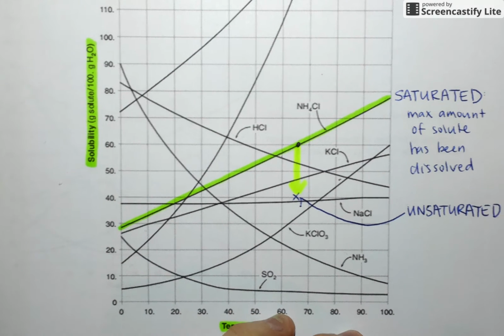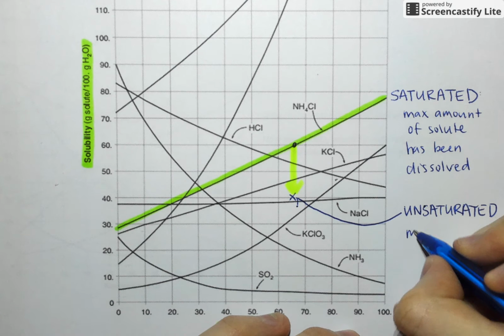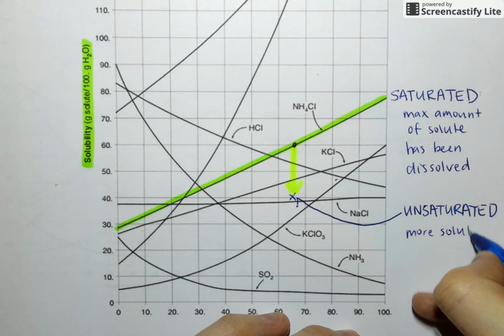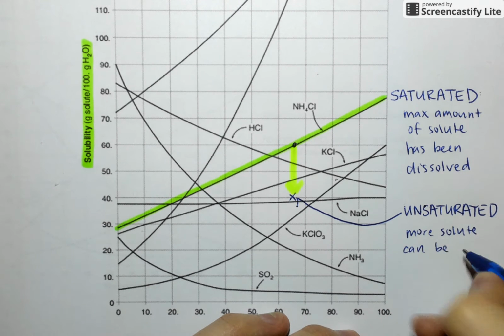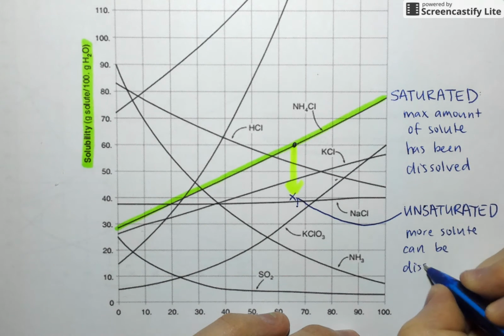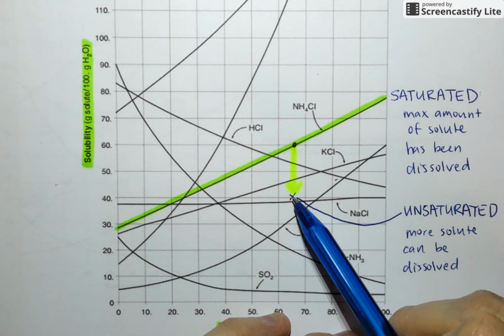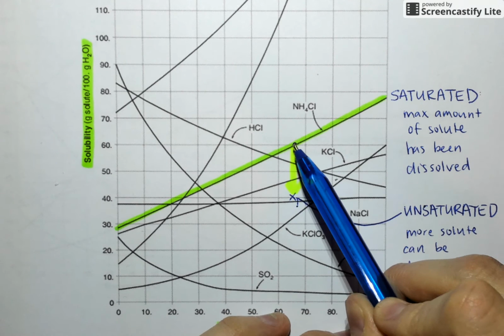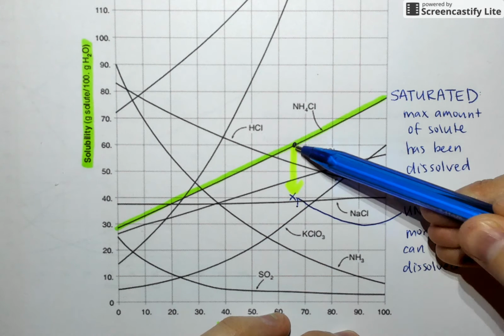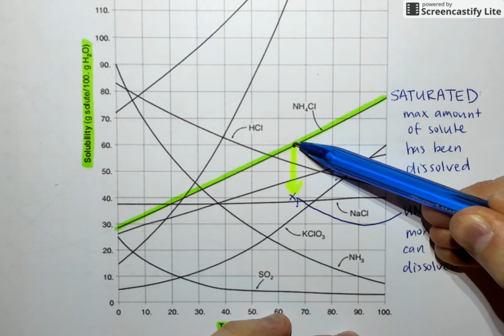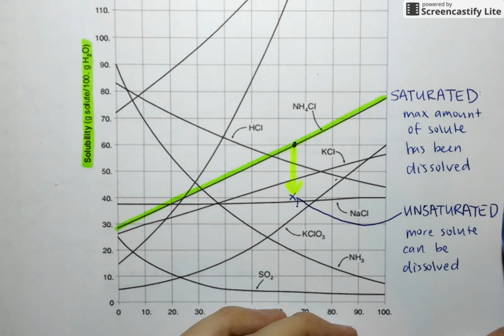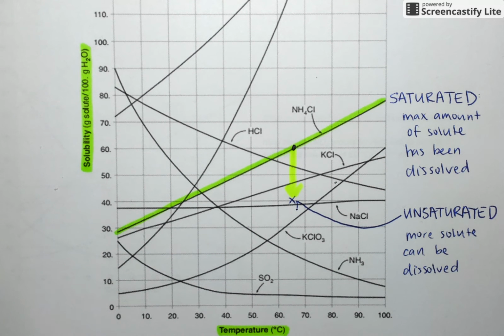An unsaturated solution is one where more solute can be dissolved. In fact, if we were here, we would be 20 grams away from saturation. We're at 40, the maximum limit for that temperature is 60, so we're 20 grams away from being saturated. Now, under very odd circumstances, there are times when you can break this saturated rule.